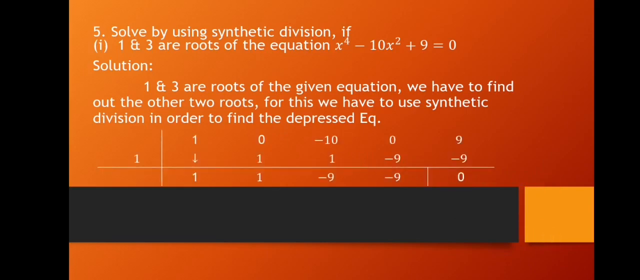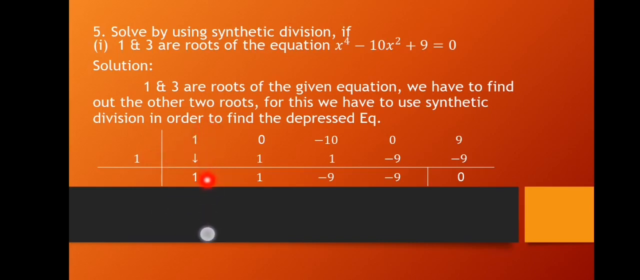We have written down the coefficients of different powers of x. Here x to the power 4 has a coefficient equal to 1, so it will be 1. Since the term containing x cube is missing, we have written its coefficient as 0. x square has a coefficient of minus 10. Once again the term containing x is missing, so it will be 0, and the constant is 9. Since the first root is 1, we have written 1 over here.